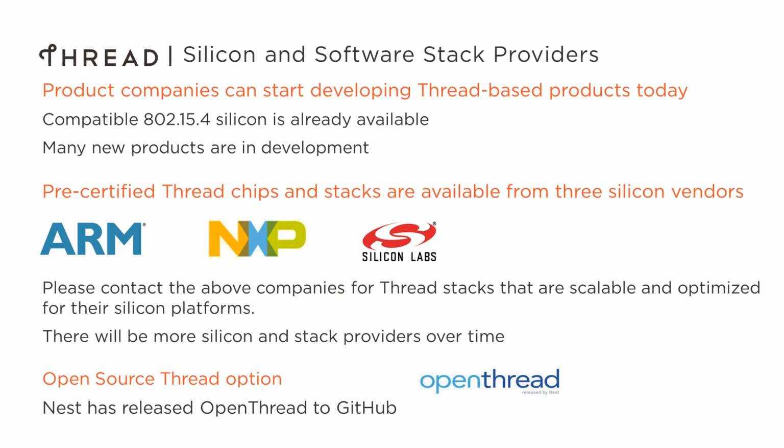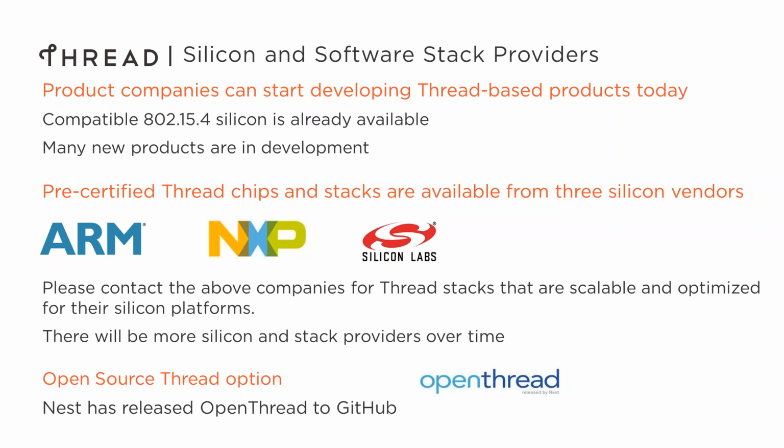So starting at the foundation, when you want to implement Thread, you need to select the silicon, that's the 802.15.4 radio, and there are many product companies today that have 802.15.4 radios that you can use, and there are more that are in development. On top of that, then you need a stack to run on the 15.4 silicon that implements Thread. Currently, there are 3 companies. These companies are three of the 7 founding members of Thread Group.